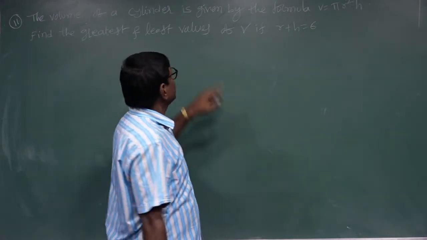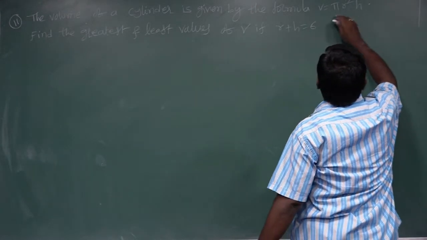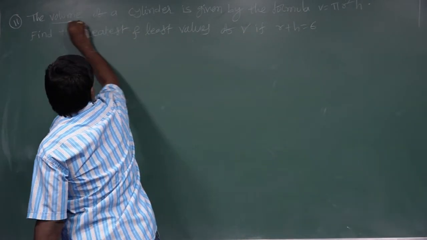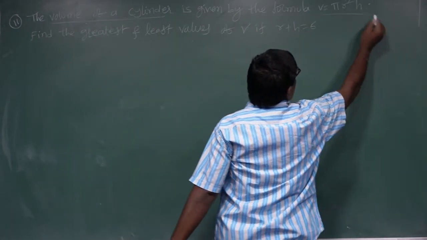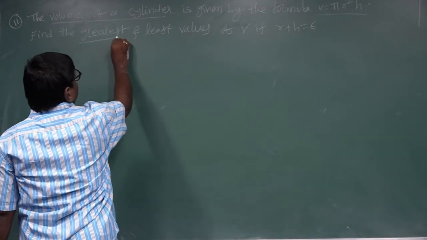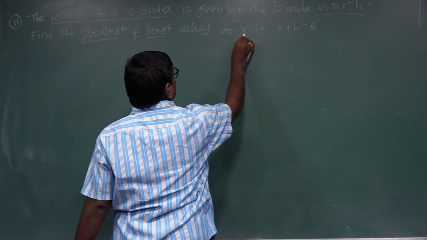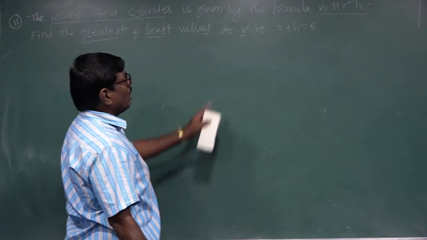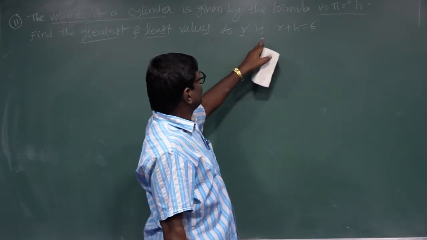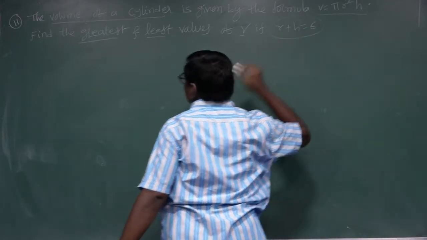Exercise 7.8, 11th problem. The volume of the cylinder is given by the formula V is equal to pi r square h. Find the greatest and least values of V, if r plus h equal to 6 is the given condition.